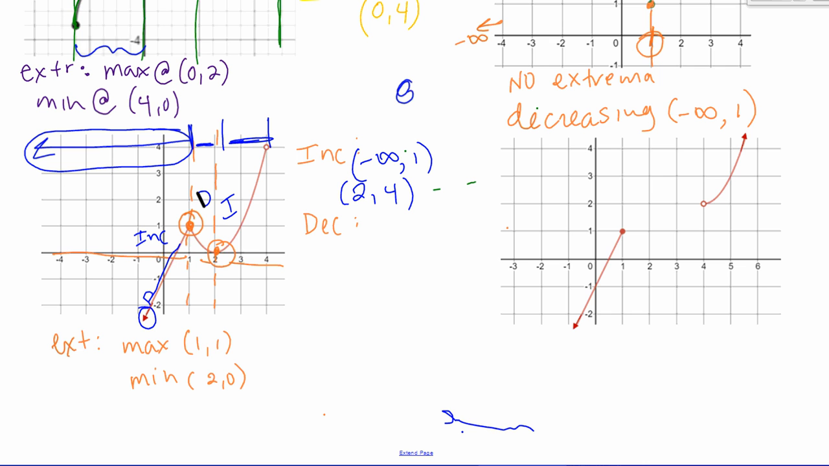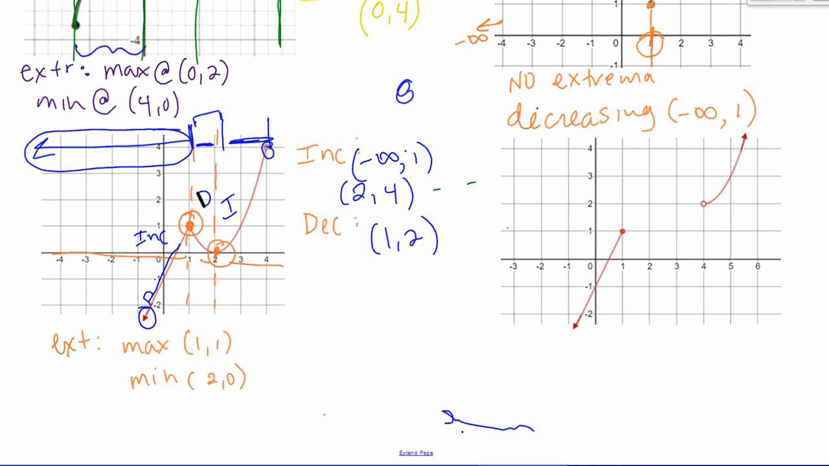Again, with increasing and decreasing, you don't need to worry about open or close, because technically at this point right here, I'm not doing either. I'm stopped. I'm motionless, so I'm not increasing or decreasing. So we're not including that value. All right, decreasing, the only thing that's left is between those guys, so decreasing is 1 to 2.